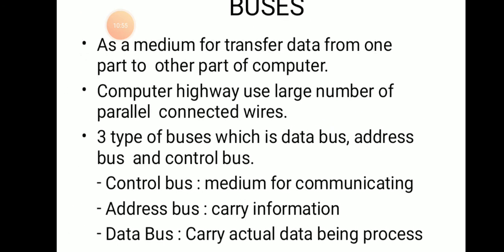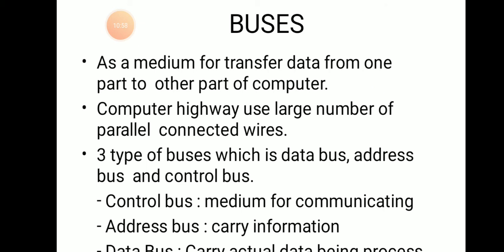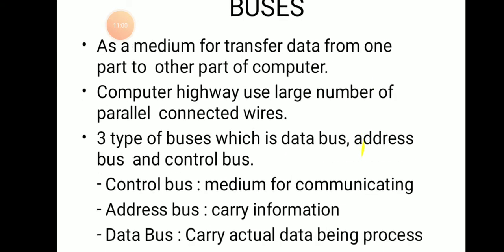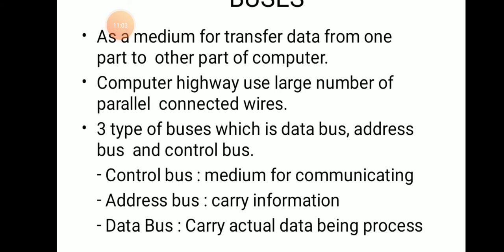So next we'll move on to the buses. If you want to connect your hardware and software, you need some buses. It acts as a medium for transferring data from one part of a computer to another. Computers use a large number of parallel connected wires. You require some wires or cables, so for that purpose buses are required. There are three types of buses: the data bus, the address bus and the control bus. These are the main three buses used in computer architecture.